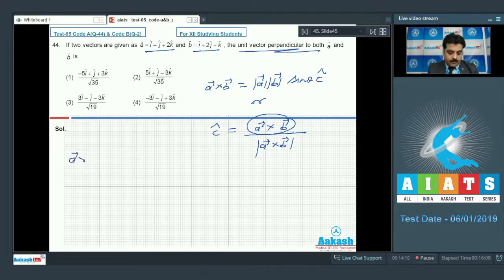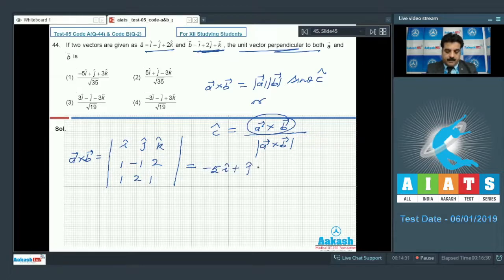So when I go for A cross B, you just use the determinant method as I used in the previous one. I, J, K. For A, I need 1, minus 1 and 2. For the B, I plus 2J plus K, 1, 2, 1. When you take the determinant method, you will get 5I cap plus J cap plus 3K cap simply. And when you go for the magnitude, you will get root 35.